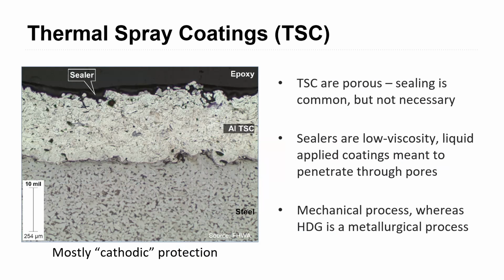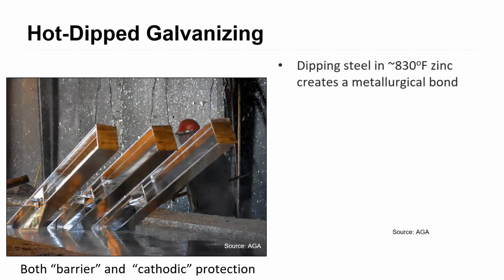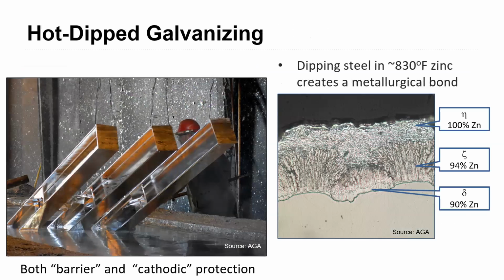This is a mechanical process, so for the reasons I described, you need an angular profile because it's the alloy itself bonding to the surface of the steel. Whereas hot dip galvanizing is a metallurgical process. I'm guessing we've all probably heard of hot dip galvanizing, where we take a piece of steel and dip it in a hot zinc bath, typically at 830 degrees.